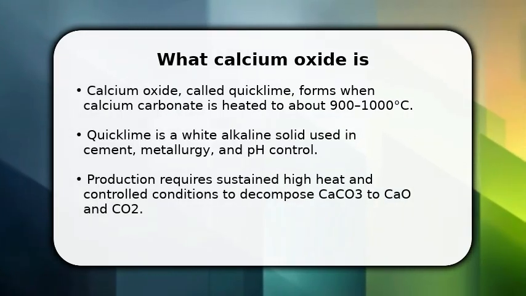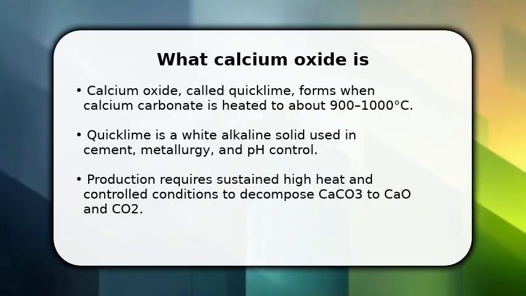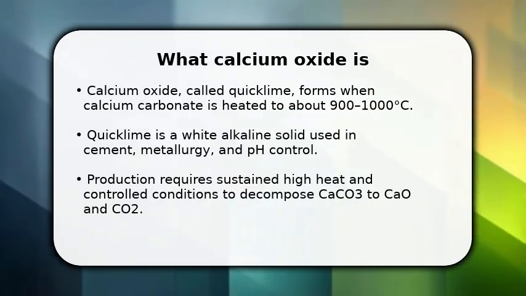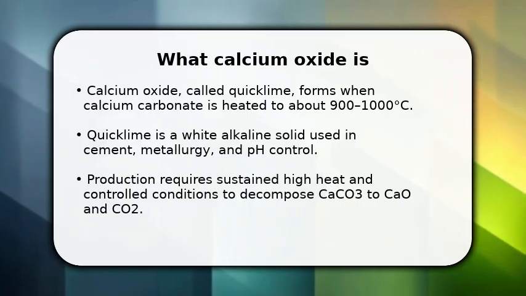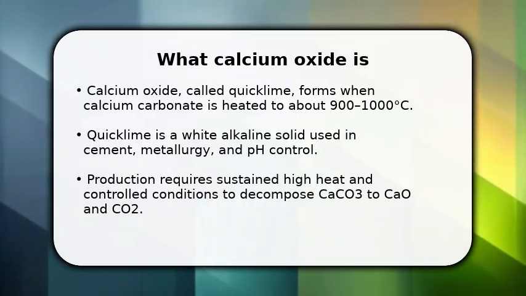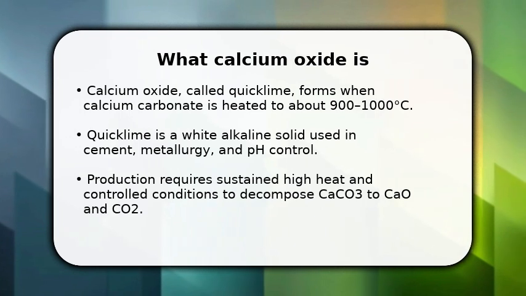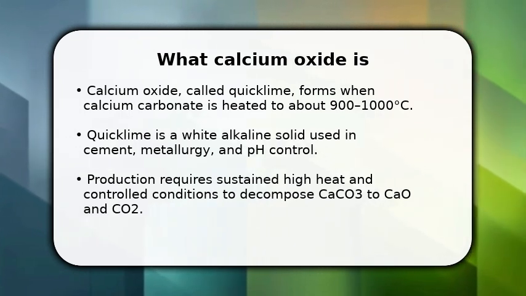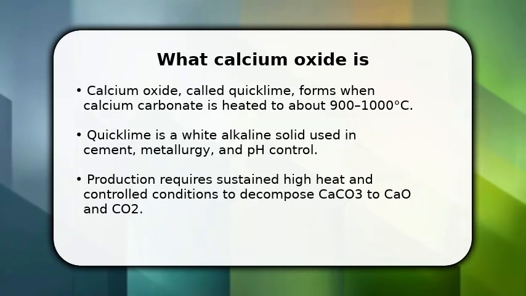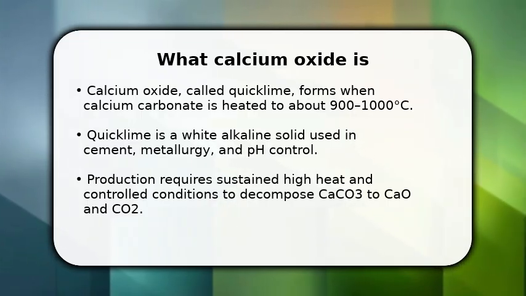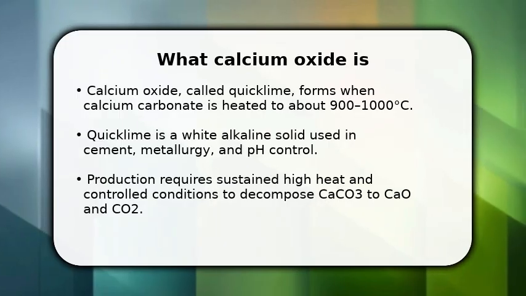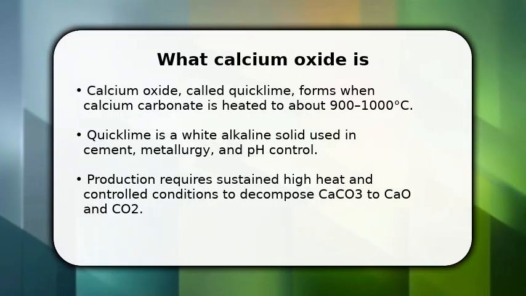It is widely used in cement manufacture, steel making, soil pH adjustment, and chemical synthesis as a drying agent or base. The compound is distinct from hydrated lime, which is calcium hydroxide. Adding water to CaO yields Ca(OH)2 and generates heat. Understanding these properties clarifies uses and risks without offering stepwise synthesis.